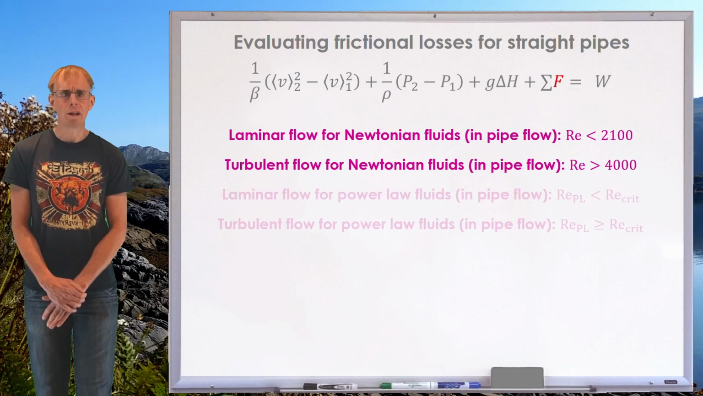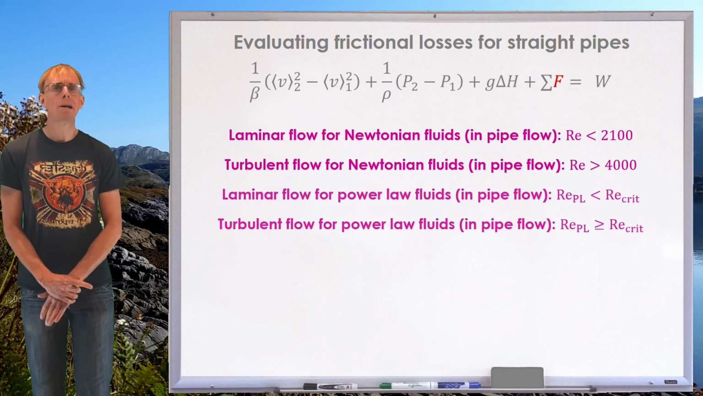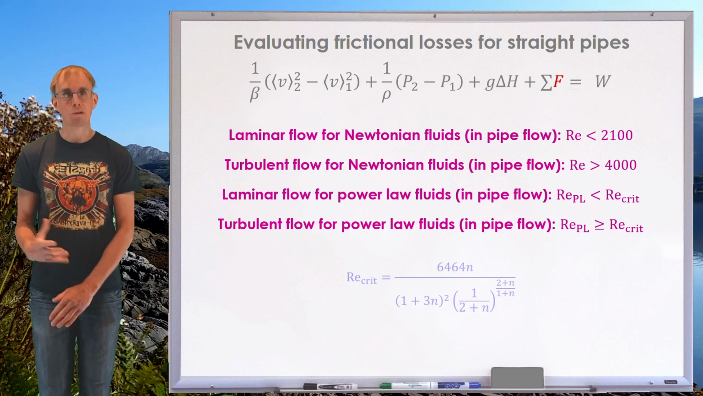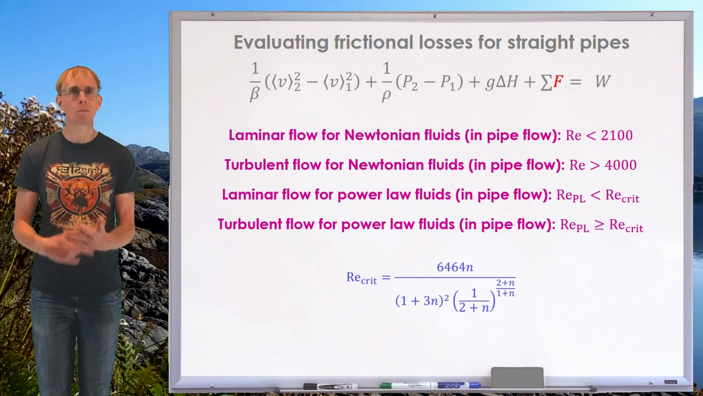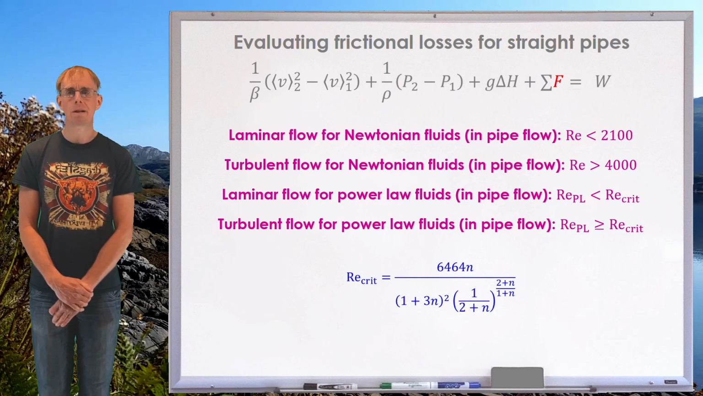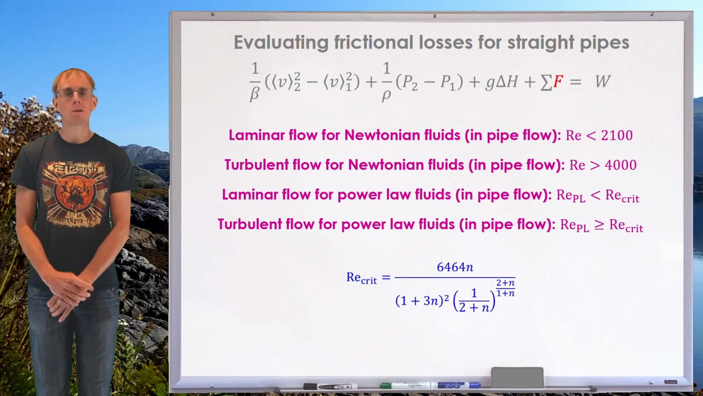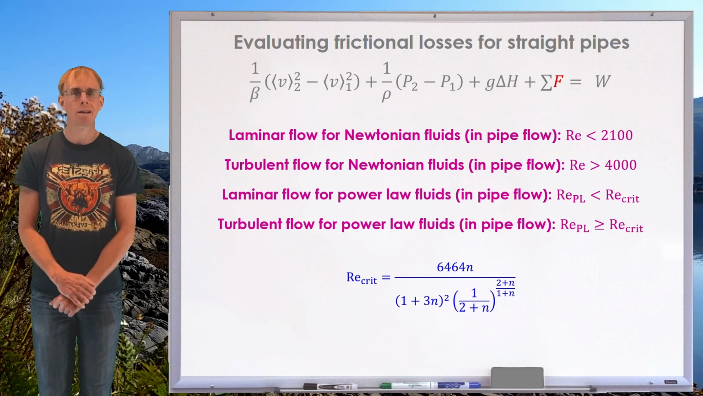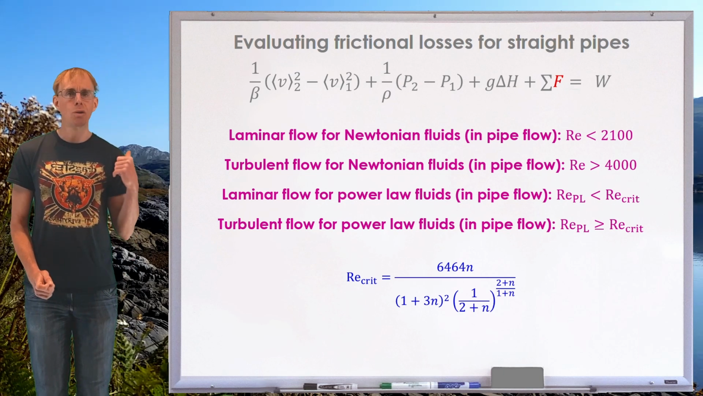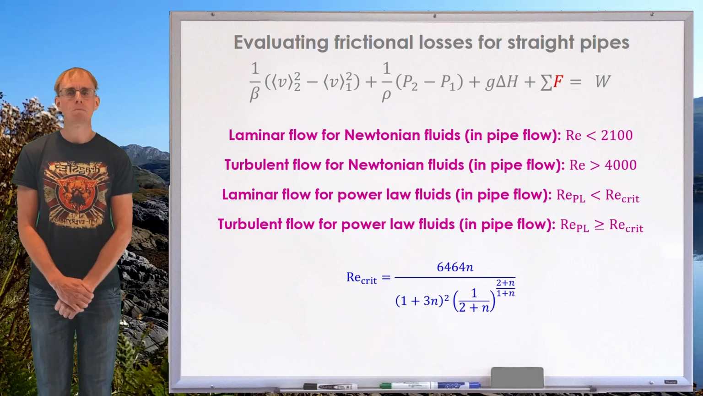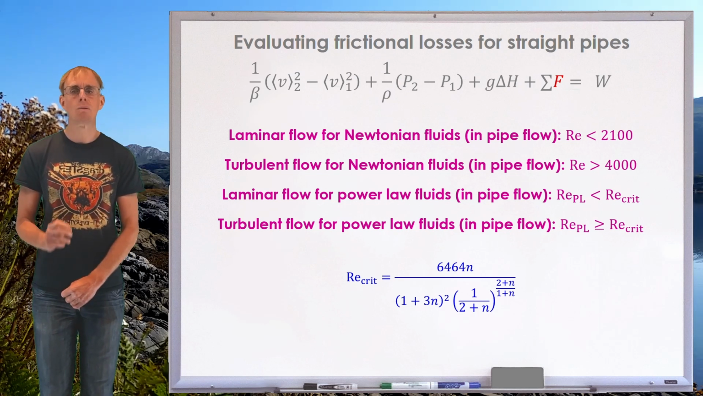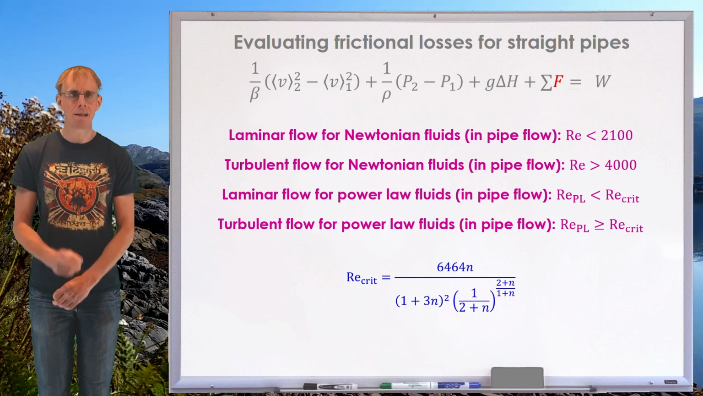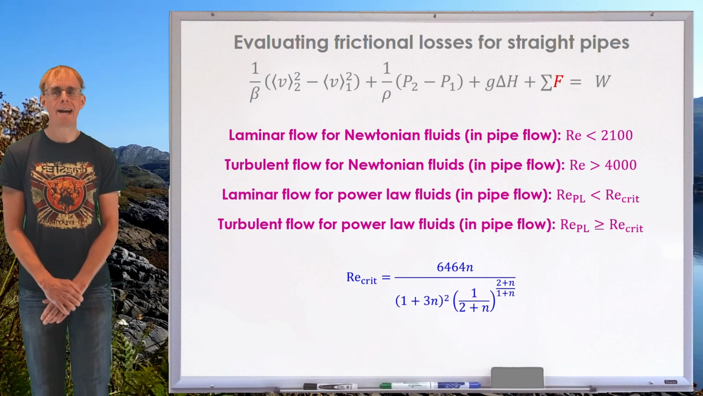That's all straightforward enough, but if we think about generalized Newtonian fluids, we also have laminar and turbulent flow, and we need to be able to evaluate the transition between them. So for power law fluids in pipe flow, we have a critical Reynolds number, where flow is laminar below that critical Reynolds number and turbulent above that critical Reynolds number. And for power law fluid, I've written on the board there an expression which allows you to work out what that critical Reynolds number is. And again, it's all phrased in terms of the power law index n.